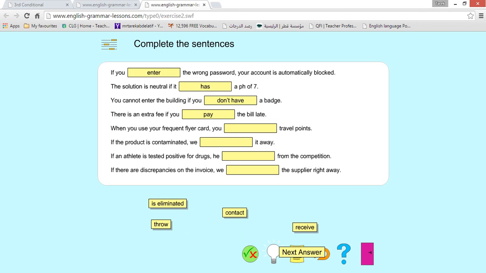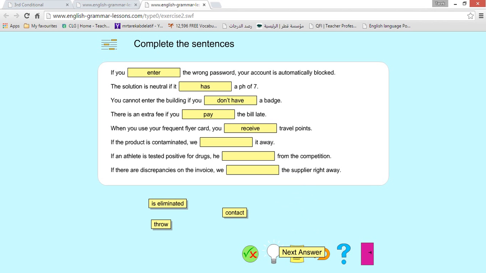When you use your frequent flyer card, you receive travel points. As in Qatar Airways, you what? Great, you receive travel points.